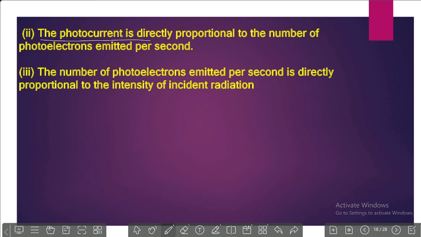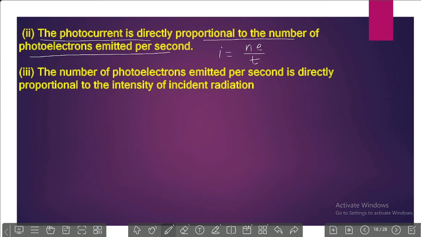The photocurrent is directly proportional to the number of photoelectrons emitted per second. That means the photocurrent I is basically the number of photoelectrons per second. You know current equals charge by time. Charge is nothing but n into e, where n is the number of electrons and e is the electronic charge.